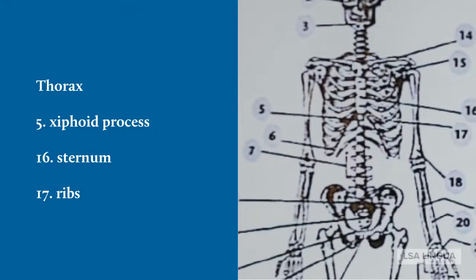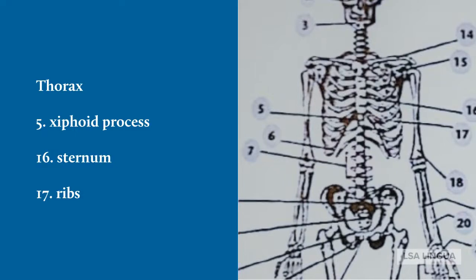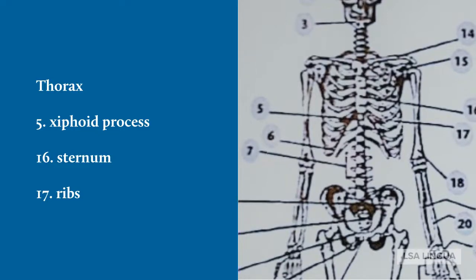In 5, we find the xiphoid process, which is the section at the lower end of the sternum. In 16, we find the sternum, which is the breastbone, a long and flat bone located in the central part of the chest. In 17, we find the ribs, which are a set of 12 paired bones which form the protective cage of the thorax.